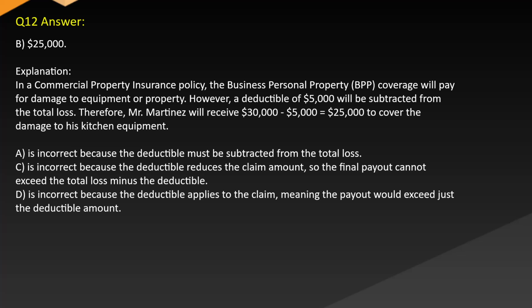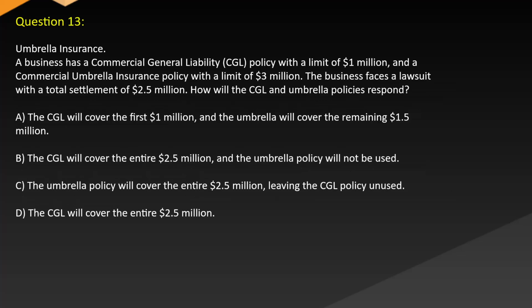A is incorrect because the deductible must be subtracted from the total loss. C is incorrect because the deductible reduces the claim amount, so the final payout cannot exceed the total loss minus the deductible. D is incorrect because the deductible applies to the claim, meaning the payout would exceed just the deductible amount. Question 13. Umbrella insurance.